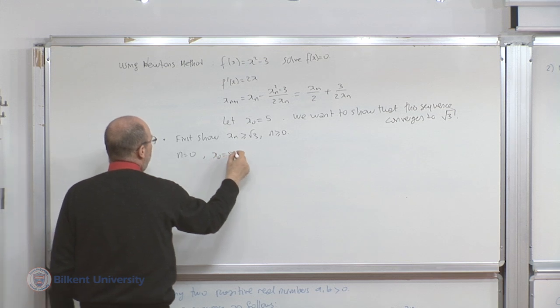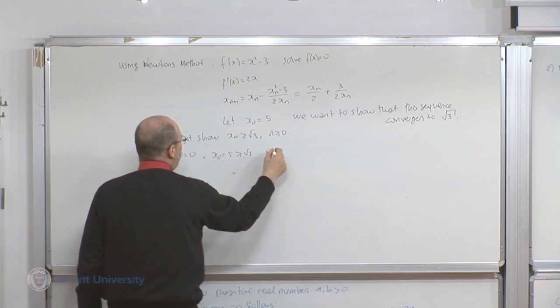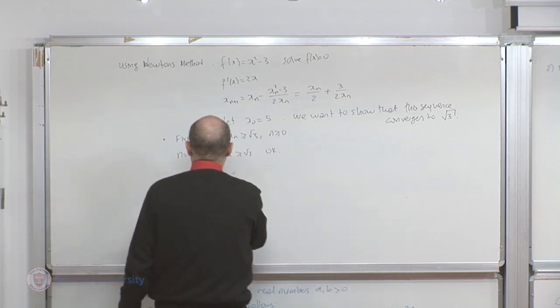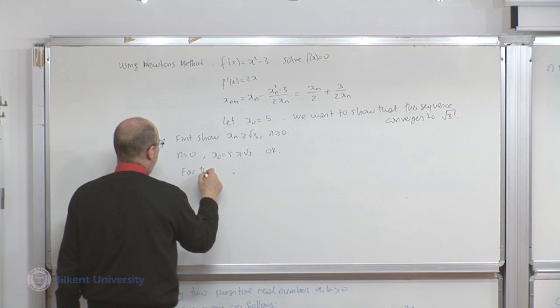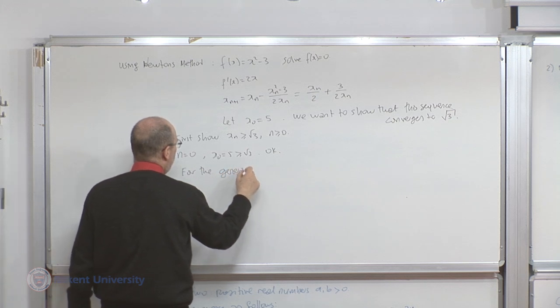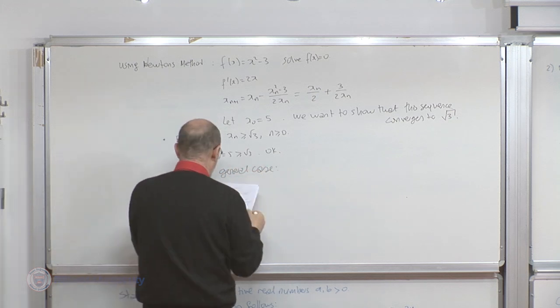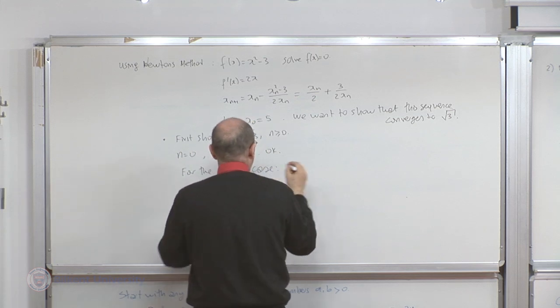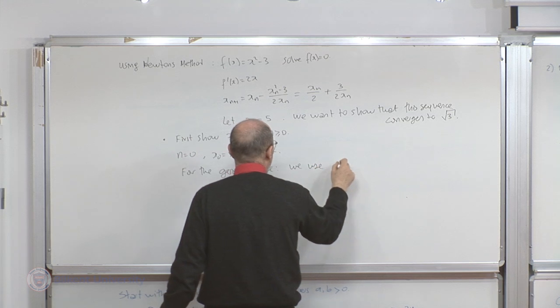x0 equals 5, greater than or this. So this part is okay. Okay. Now, for the general case, we have, we use the following thing.